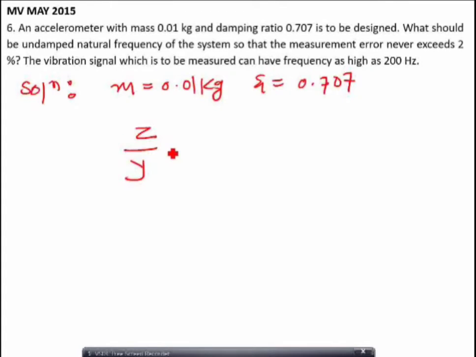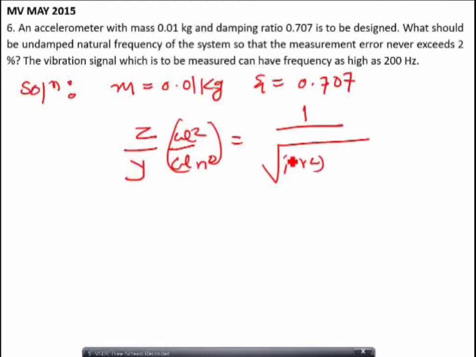We know that Z upon Y is equal to (omega square upon omega n square) divided by the square root of [(1 minus r square) bracket square plus (2 zeta r) bracket square]. This is the basic formula. The actual formula of the seismometer is Z upon Y equal to r square upon the square root of (1 minus r square) plus 2 zeta r. But for the accelerometer, the displacement becomes acceleration when you multiply Z with omega square. So when you multiply this ratio Z upon Y with omega square upon omega n square, the remaining will be only 1. So this is the modified formula for the accelerometer.